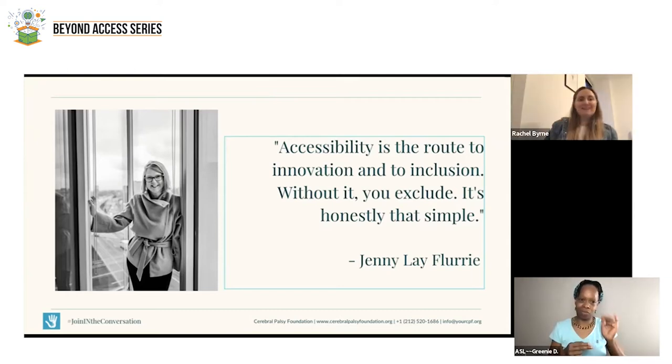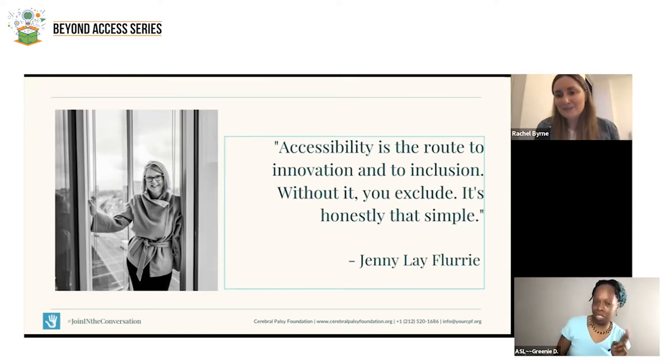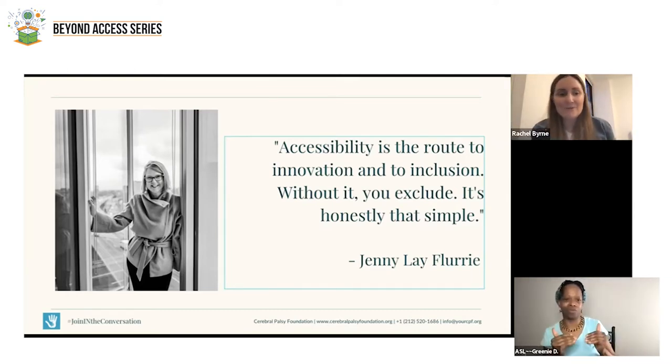So in saying that, Jenny Lay-Flurry, who is the Chief Accessibility Officer at Microsoft, is probably one of my favorite human beings. The work that she is doing is extraordinary, and what she has done both for Microsoft as a company, but also within the tech space and beyond, really thinking about accessibility in general, is really amazing, and she's a trailblazer. But this quote is one of my favorites.